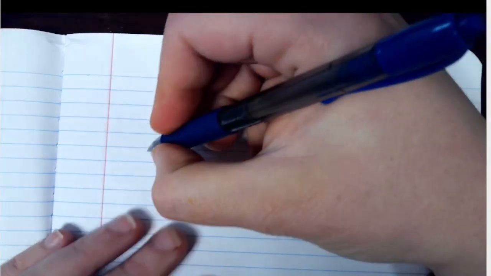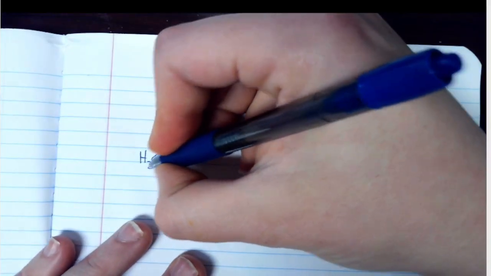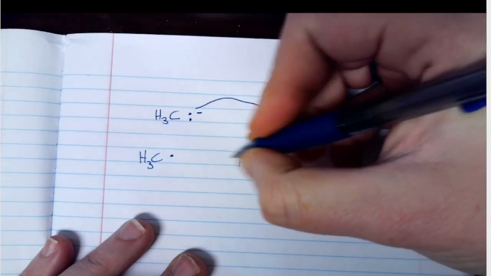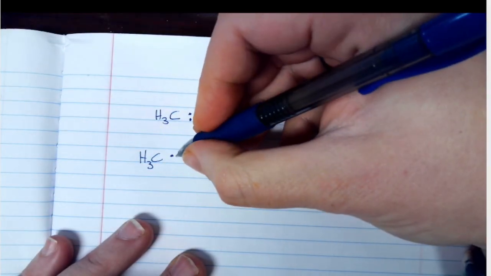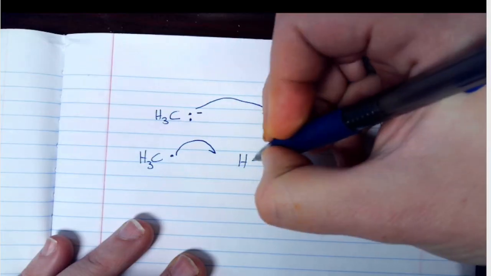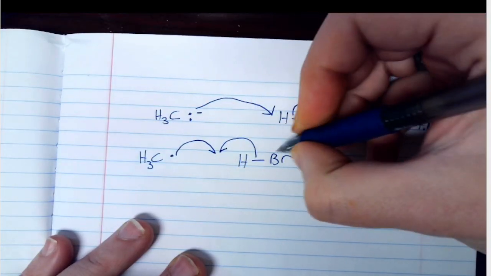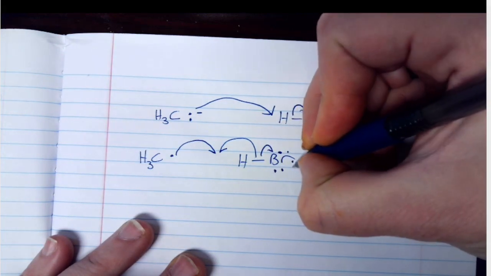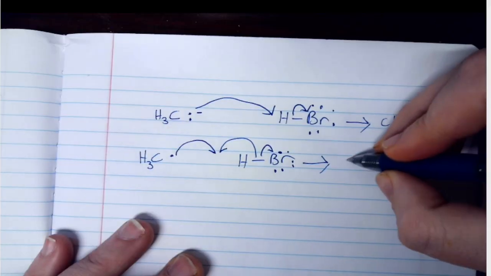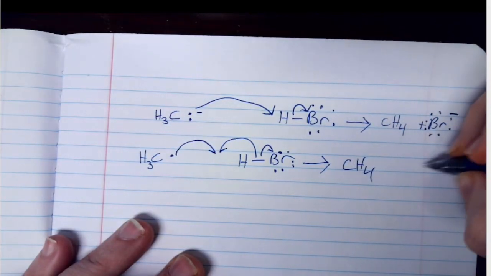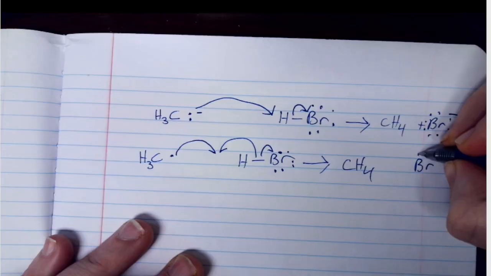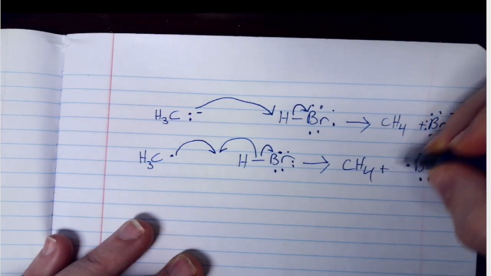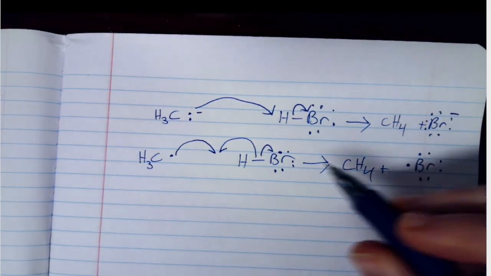When we have radicals, so like a CH3 dot, let's do the same reaction. We're going to see a single arrow, half of that coming together, and half of that going there. So the byproduct still is going to be methane in this case, but that single arrow now suggests that the bromine is a bromine radical rather than bromide ion.